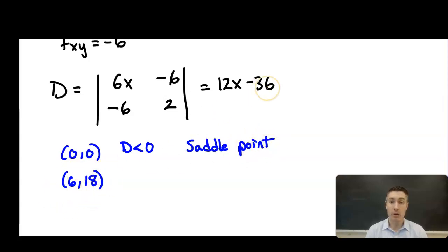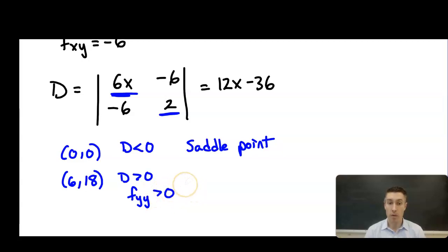And if (6, 18) were to be plugged in here, we would have 72 minus 36, so that's positive. Now remember, we have a choice. We need to pick one of the second order derivatives, either x then x or y then y, so either here or here. In this case, the second order partial with respect to only y is easier since it's a constant. So we say, okay, second order partial with respect to y then y is also positive.